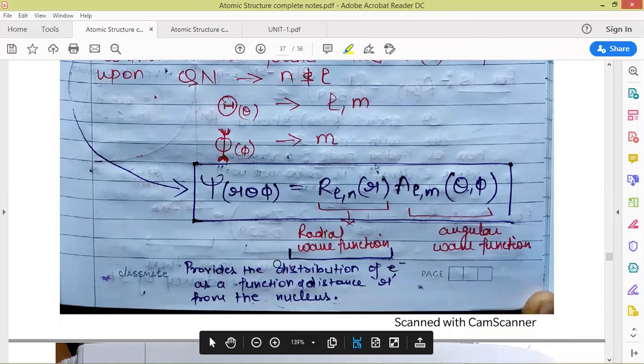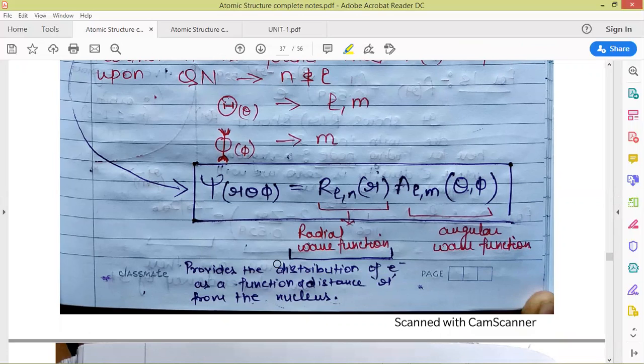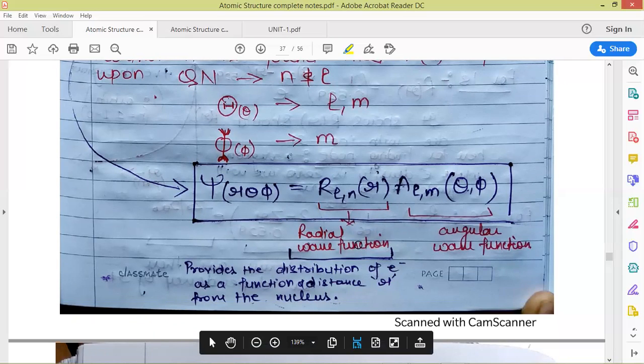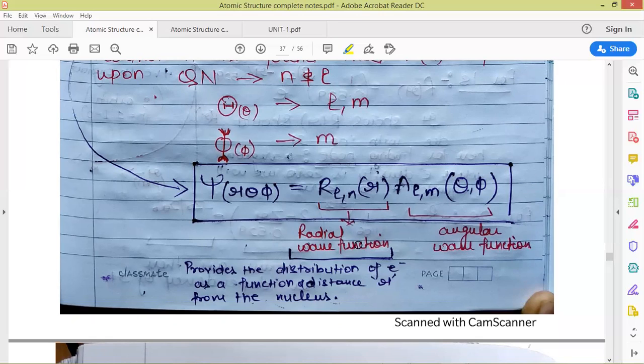So the radial wave function provides the distribution of the electron as a function of distance r from the nucleus. From the radial part we'll get the distribution of the electron, the probability of finding the electron based upon the value of r. We'll get the probability of finding the electron as a function of distance r. If we want to find out the position of the electron at a distance r from the nucleus, then based upon the radial part of the wave function we can find that out.